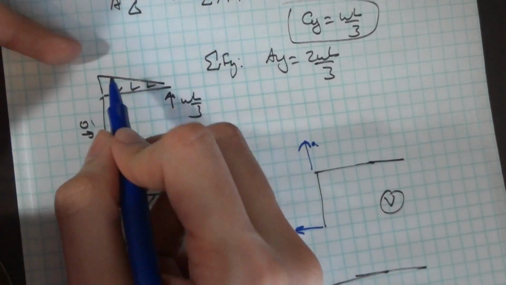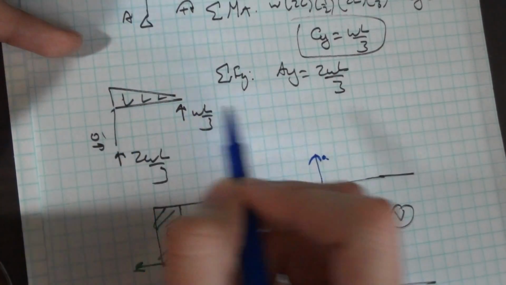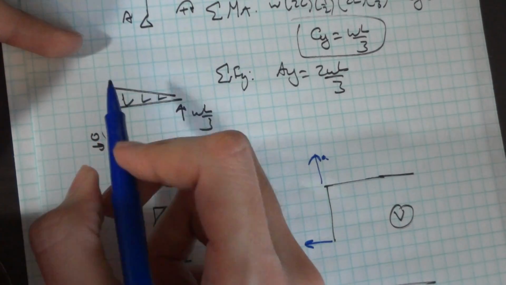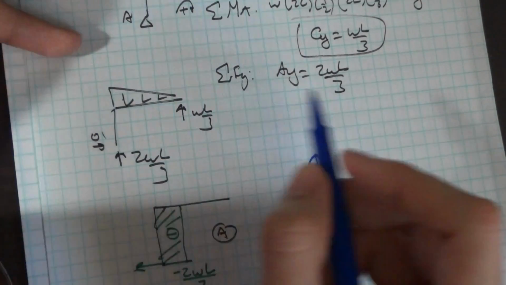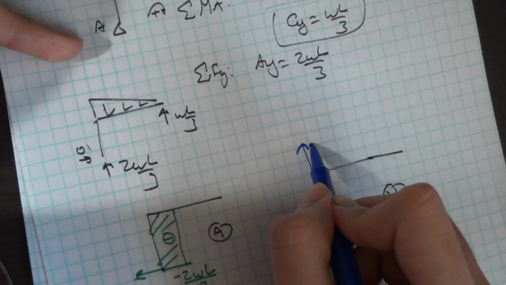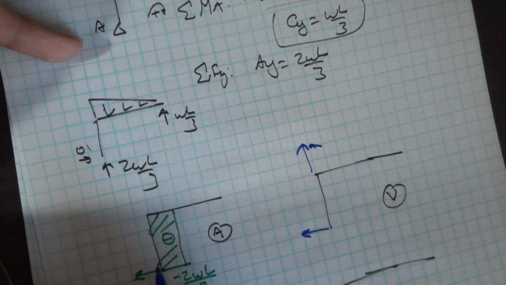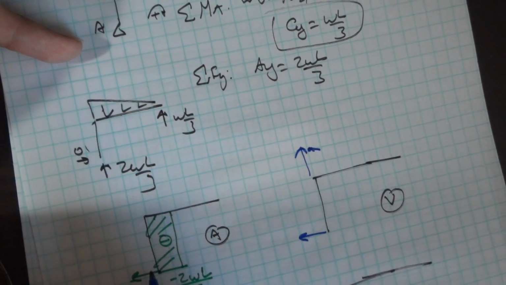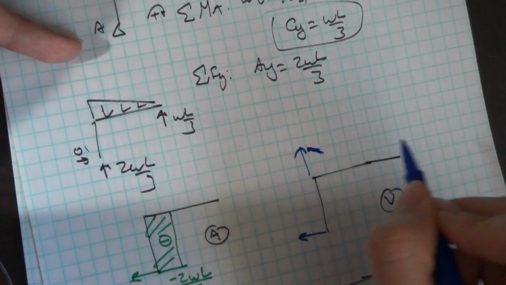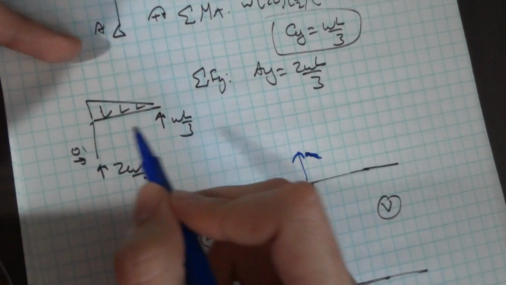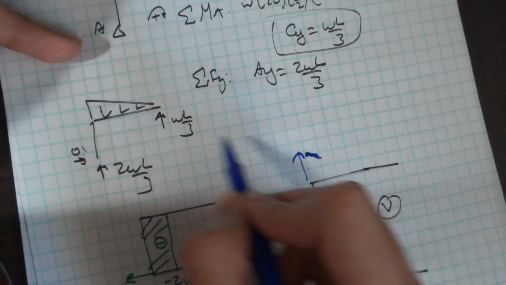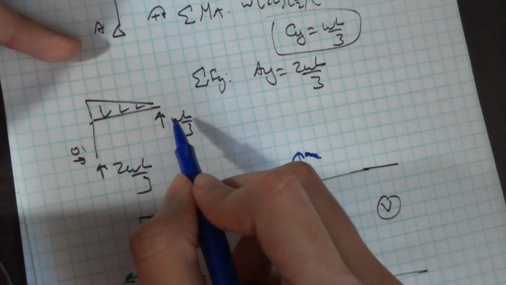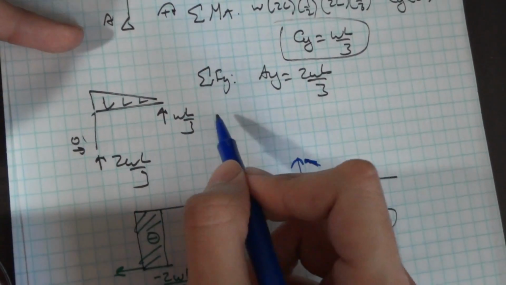The slope of my shear diagram is equal to the value of my distributed load. I have a large downward distributed load, therefore my shear diagram is going to have a downward slope initially. I'm just going to follow this arrow down. I know that I have to end at negative WL on 3.